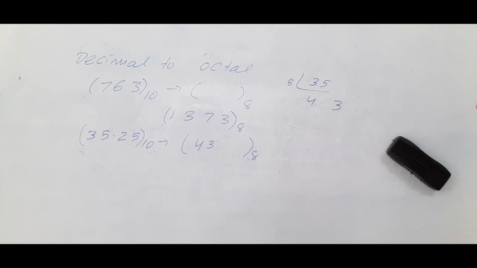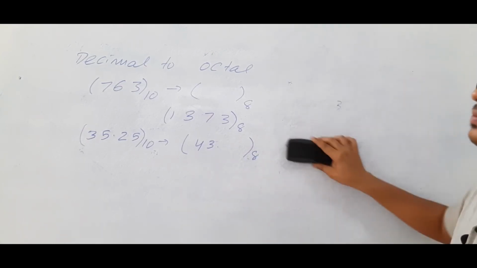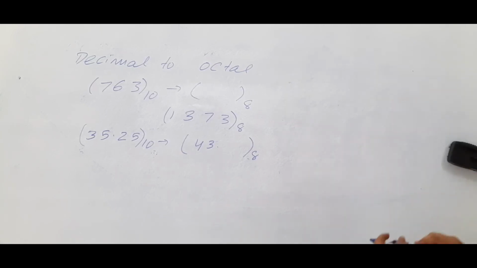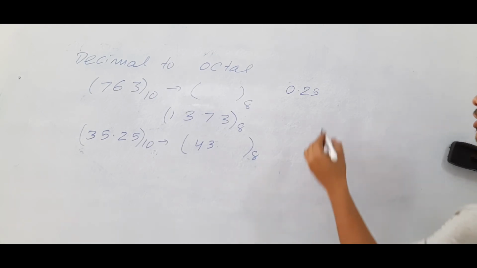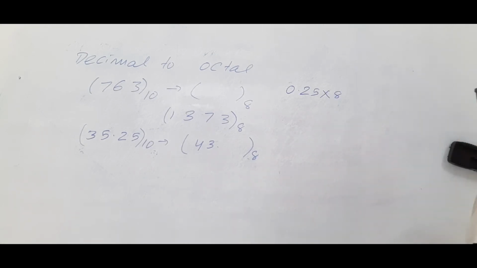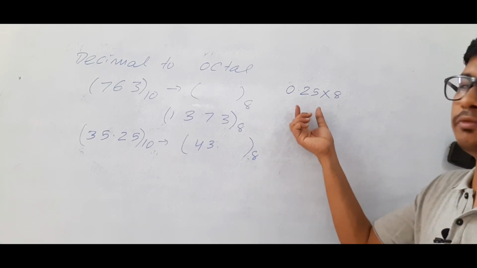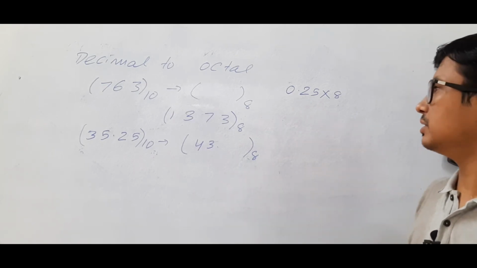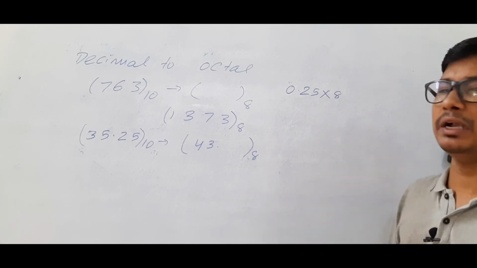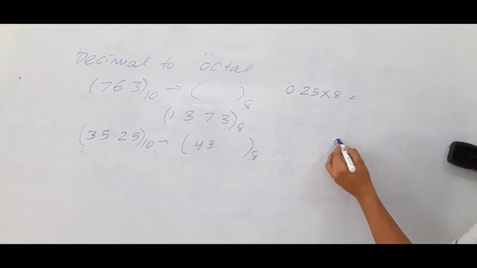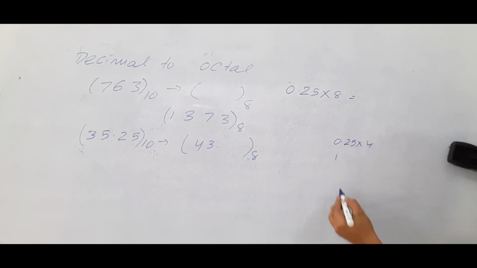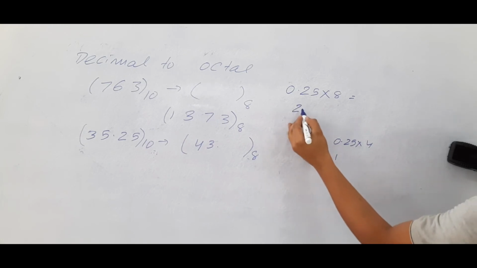Now you need to convert the 0.25 into an octal number. How will we do it? We will discuss now. So 0.25 you take. You multiply with 8, because in the last video we discussed the same, how to convert into a binary number. What we have done there? We multiplied with 2. Because we need to convert here into an octal number, we need to multiply with 8. So 0.25 into 8, how much? 0.5 into 4 is 1... so you will get 2.0.